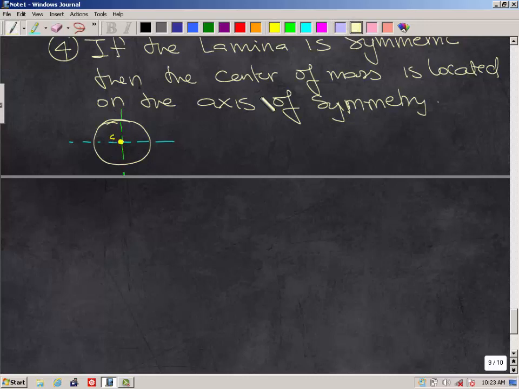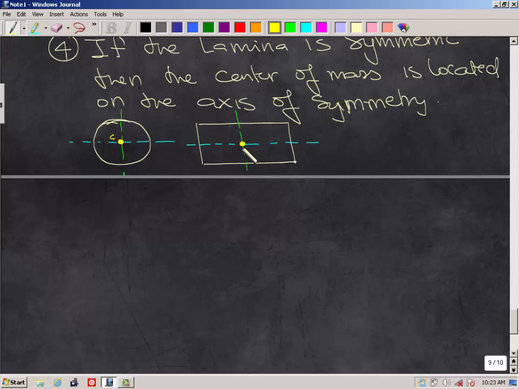If we have a rectangle, you can think about it, isn't this an axis of symmetry? What we have on the left, we have on the right, but then we also have another axis of symmetry, which is this one. What we have on the top, we have on the bottom, so the center of mass will be located right there.